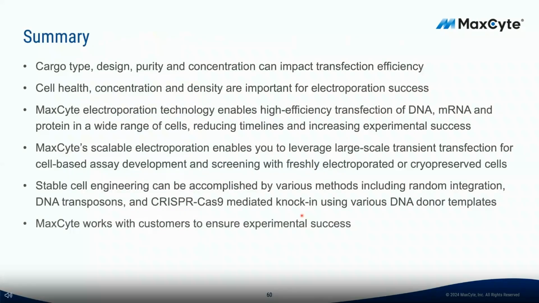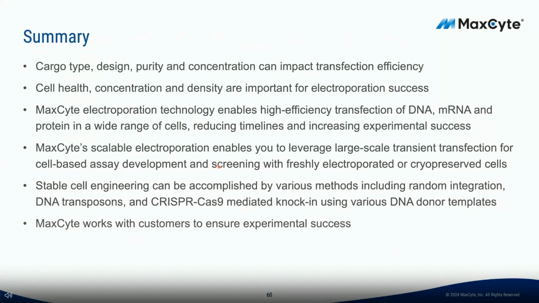So in summary, the cargo type and design, and the purity and concentration of the cargo can impact transfection efficiency. Other parameters that affect transfection efficiency success are the cell health and the concentration and density of the cells. Hopefully we showed today that MaxCyte electroporation could enable high efficiency of multiple loading agents in cargo, including DNA, RNA, and protein within a wide range of cells to reduce your timelines and increase experimental success.